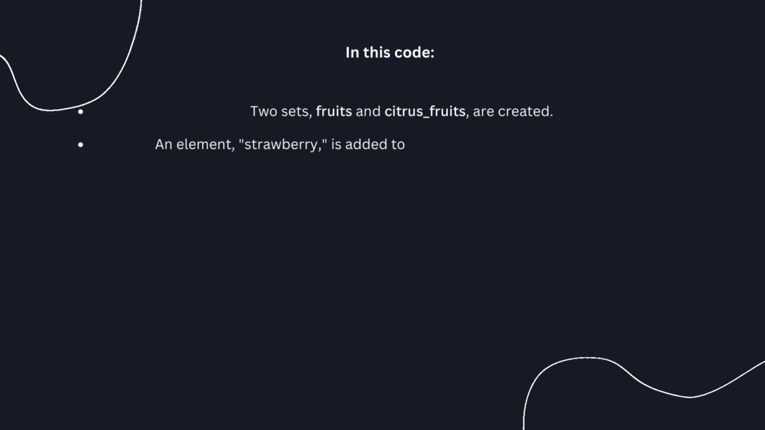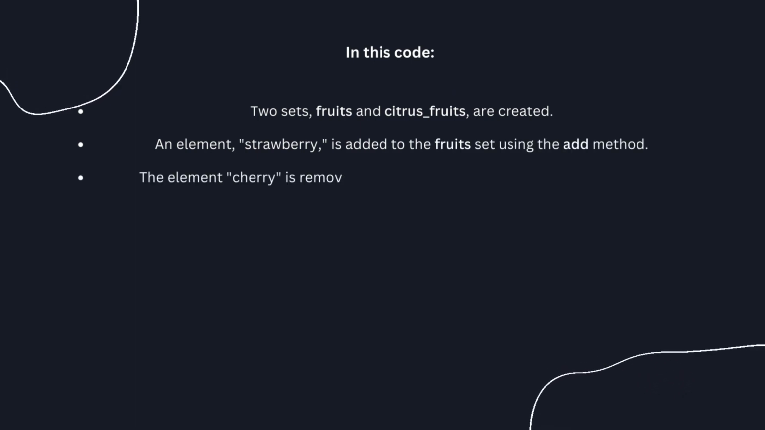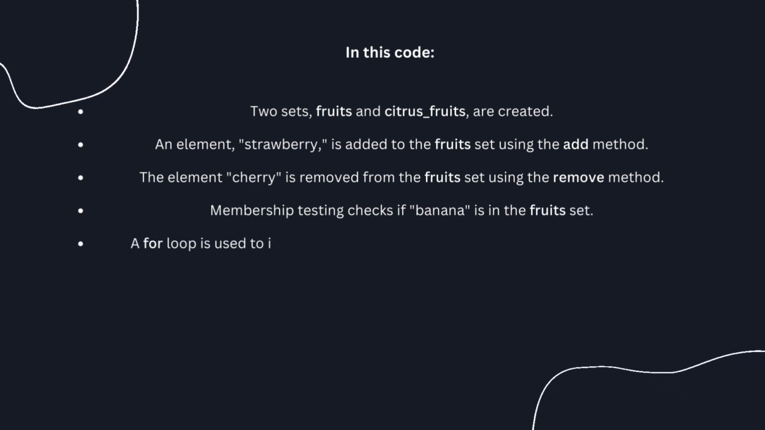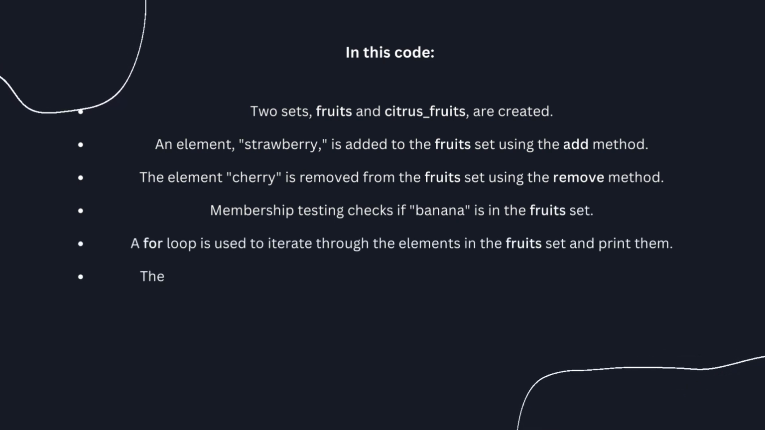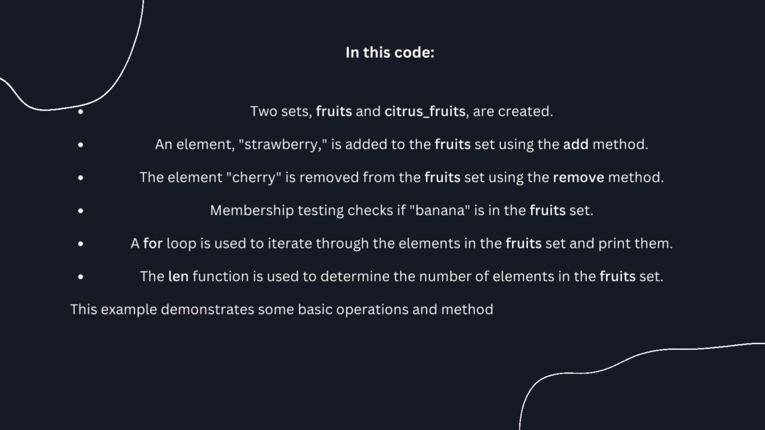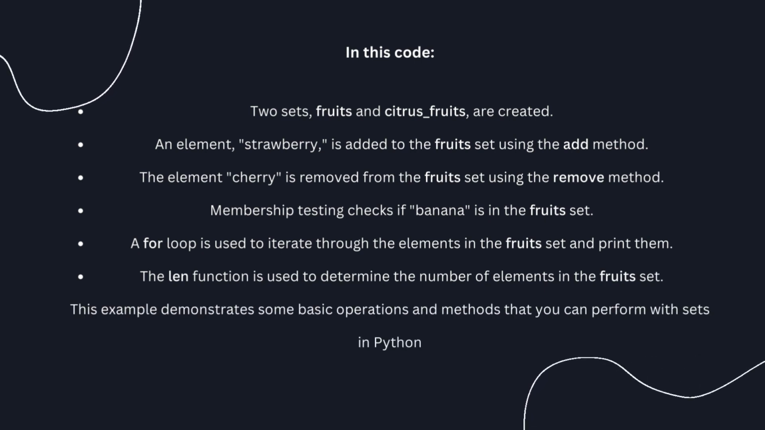All right, so here we have our explanation of the example I just showed. We have two sets, fruits and citrus fruits, that are created. We have the element strawberry added to the fruits set. The element cherry is removed from the fruits set, and some more functions.